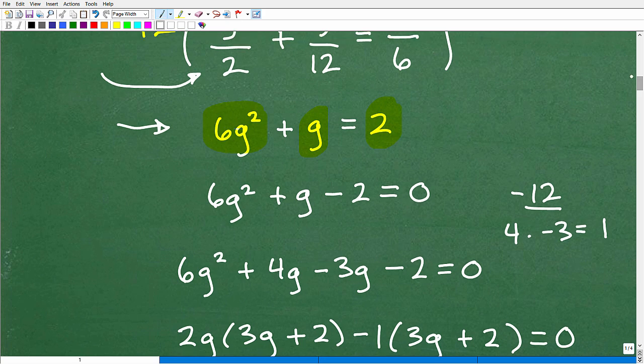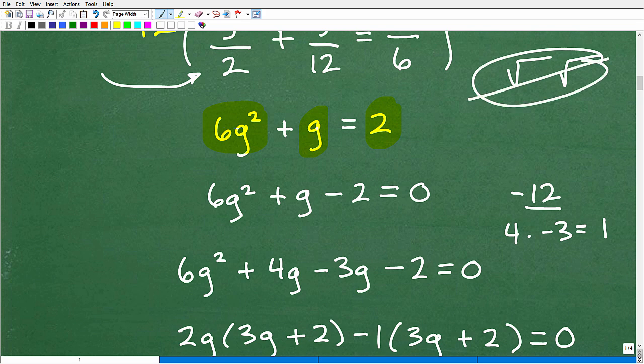All right, so you can see I'm already doing the work, but at this stage, you're thinking to yourself, what can I do? Well, because we have this g term, we can't take the square root of both sides. That's not an option for us, all right? You can only do that typically when you don't have this little middle term. So if you recognize right off the bat that you can't do that, then what can we do? Well, at this point, you're going to have to start considering two options: factoring, or the quadratic formula.